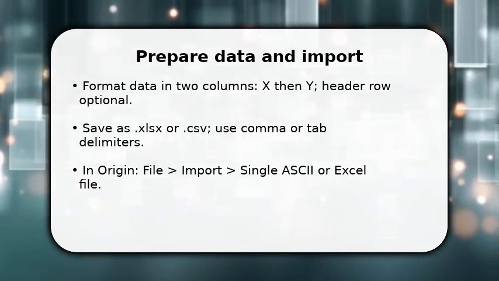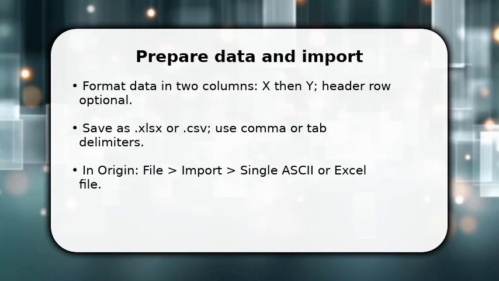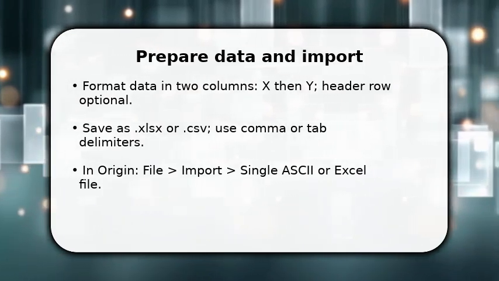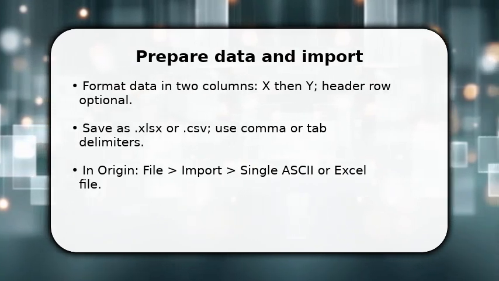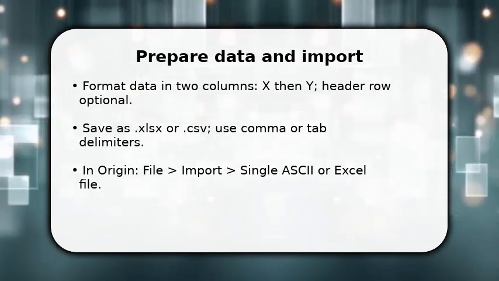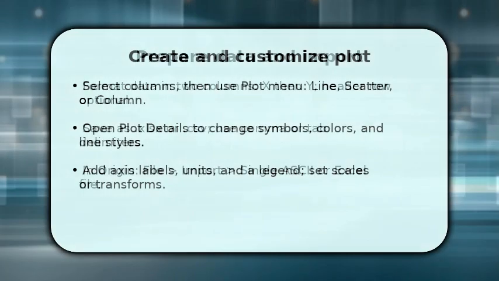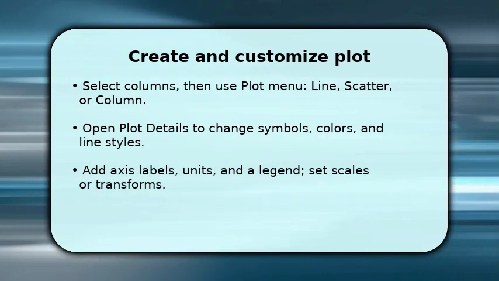Make sure column types are numeric. If not, change them to avoid plotting errors. Once done, select both columns because Origin needs the selection to create a proper graph and to map X versus Y correctly. With columns selected, use the plot menu to pick a basic graph type such as scatter or line.